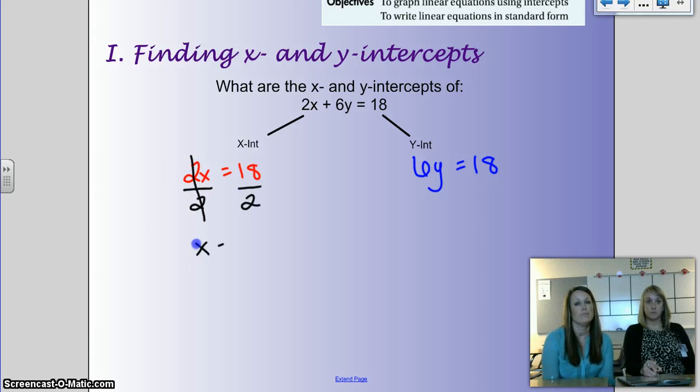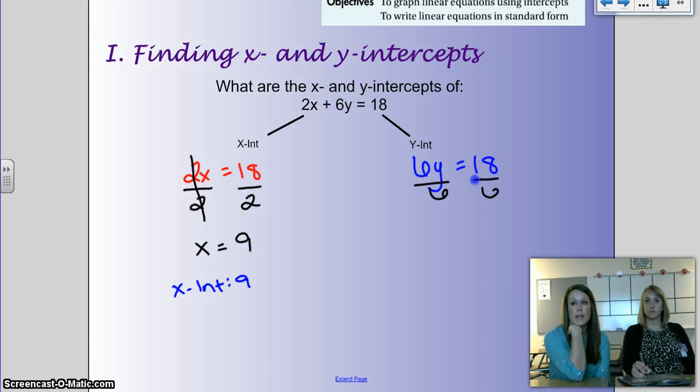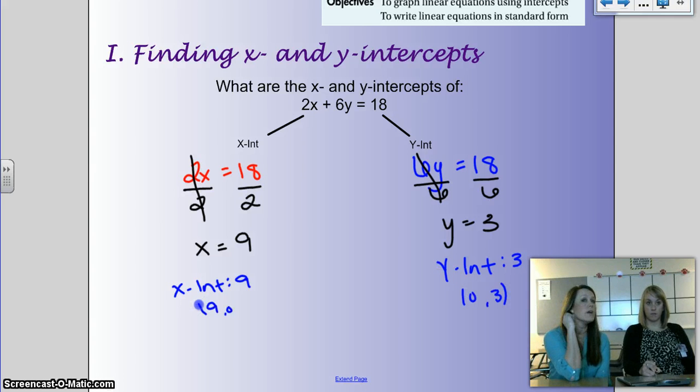So there you go. On our x-intercept, we're going to have x-intercept equals 9, or 9, 0. And then on our y-intercept, we're going to have y-intercept equals 3, or 0, 3. Cool. There you go. Sorry, 9, 0. Good.